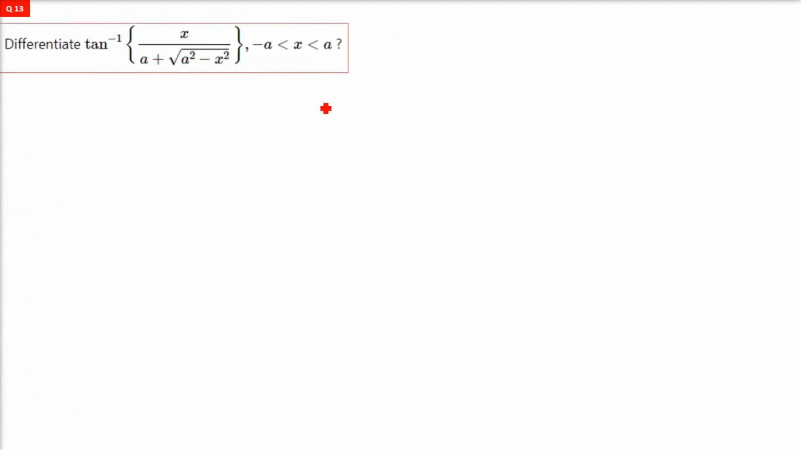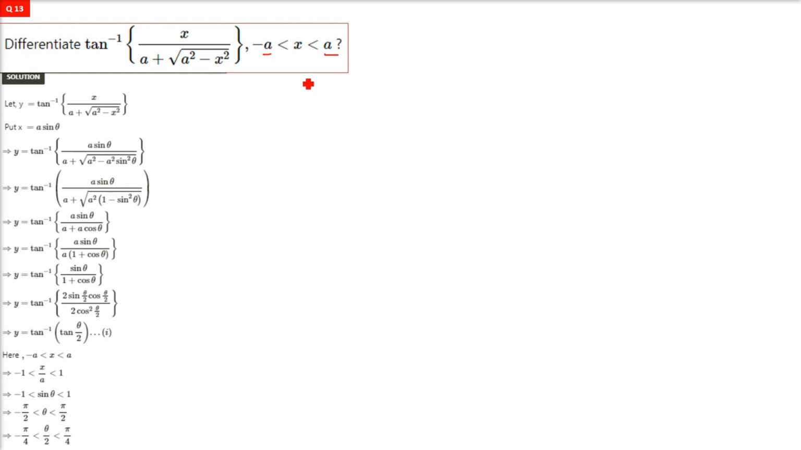Here we have tan inverse x by a plus under root a square minus x square, and x should lie between negative a and a. Alright. Don't worry about anything, just see the root. Root is a square minus x square. So x is a sin theta. That is what you have to put. I am just saying that refrain from putting x as a cos theta because there may be addition to the complexity. So always write x equals a sin theta.